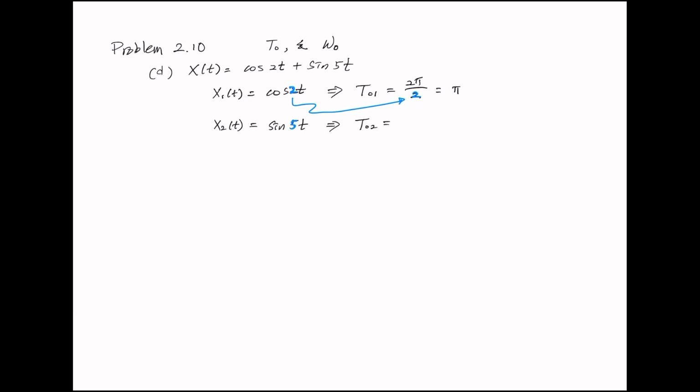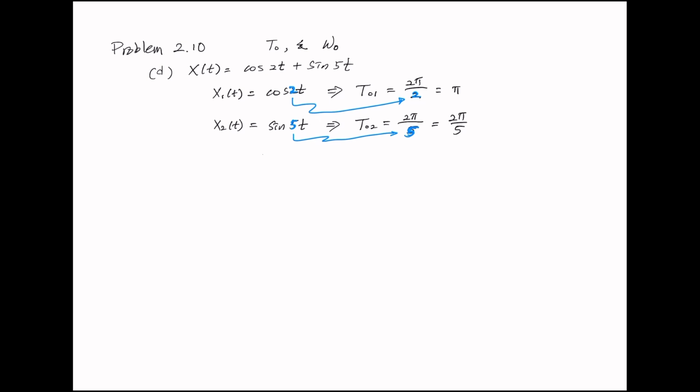Then we have a second signal, x2 of t equals sine 5t. The fundamental period for the second one is going to be 2 pi over 5. That means we have 2 pi over 5 as the second fundamental period. Now see whether the sum of these two signals is periodic or not.